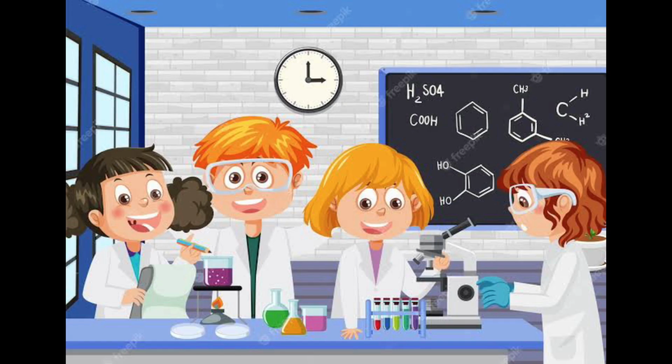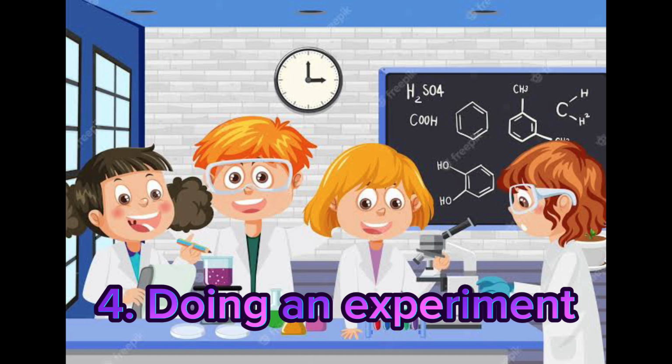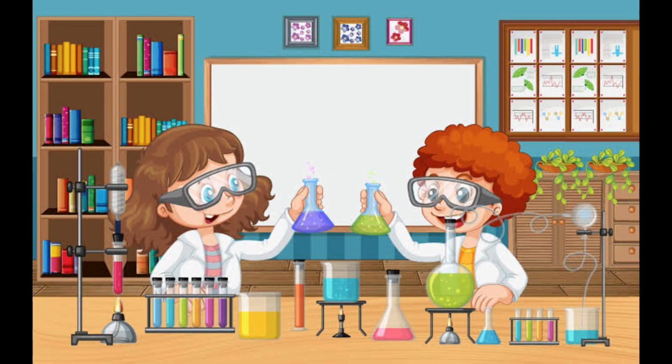Step 4. Doing an experiment. This step allows you to test whether your prediction is accurate and thus your hypothesis is supported or not. It is important for your experiment to be a fair test to make sure that you only change one factor at a time while keeping all other conditions the same.